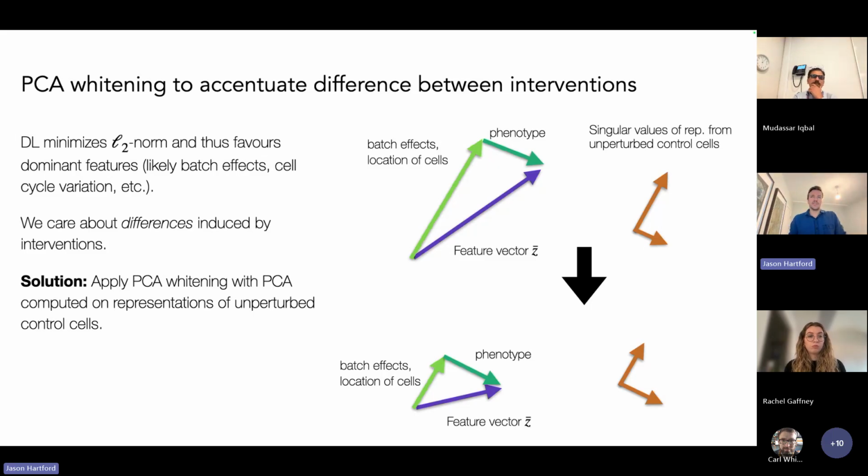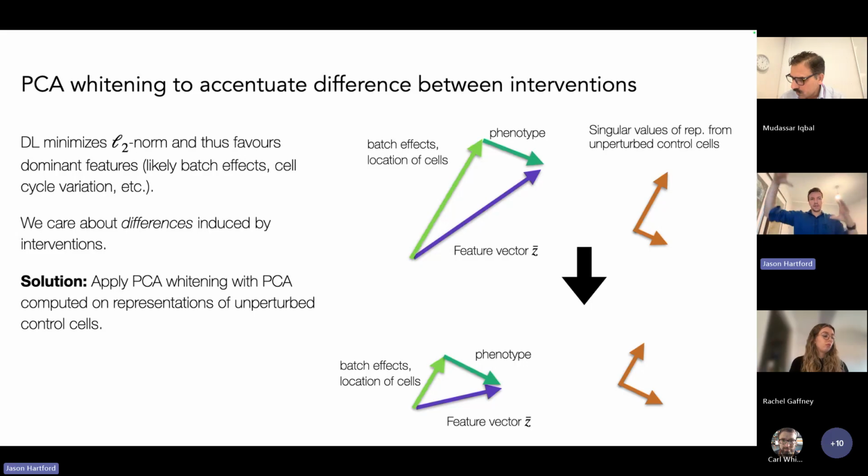There's one more trick that we have to do, which is that in normal cellular function, there's a lot of biological variation that you're not that interested in. You're interested in the differences across perturbations, right? So cells go through the cell cycle, there's the layout on the plate, there's also normal variation, and so you want to squash down the directions of variation and accentuate differences across perturbations. The way we do that is by applying PCA whitening, where you compute the whitening kernel on the control cells, so cells that weren't perturbed.